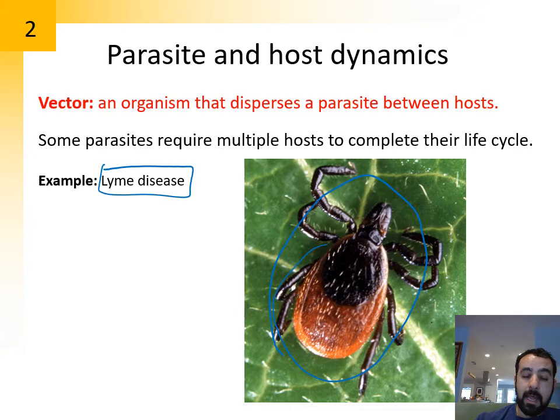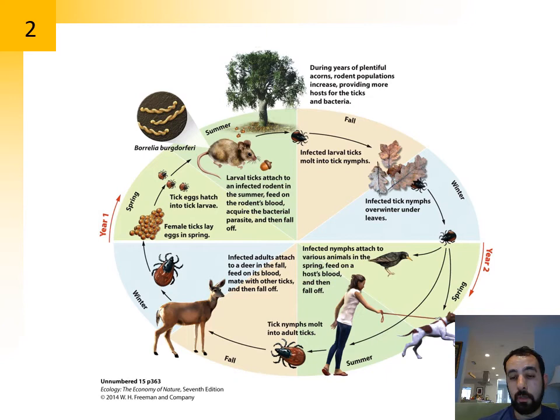There are many tick-borne diseases that we have to worry about. Lyme disease is just one of them. Lyme disease has a very interesting life cycle. Here I can show the multiple steps of their life cycle. So let's start in the wintertime, right here. In the winter, a tick bites a deer, and it needs that blood meal to be able to lay the eggs.